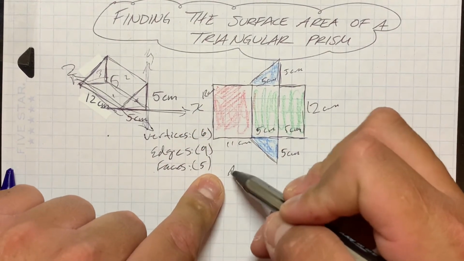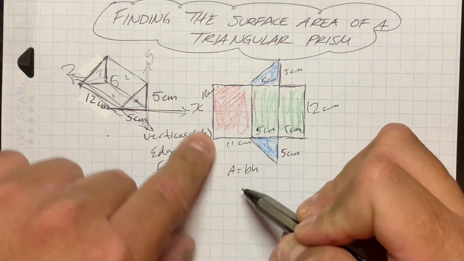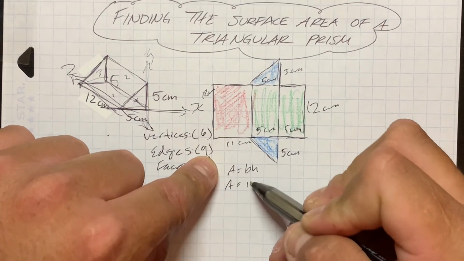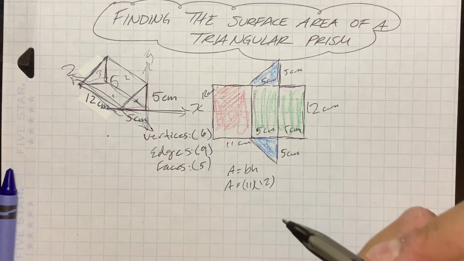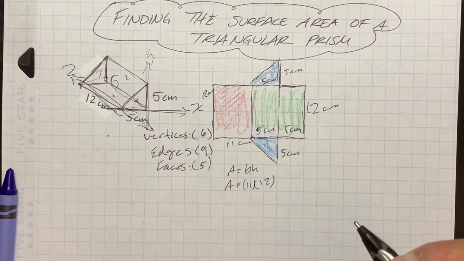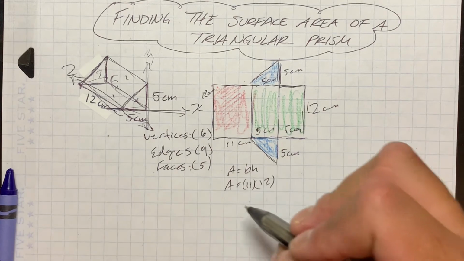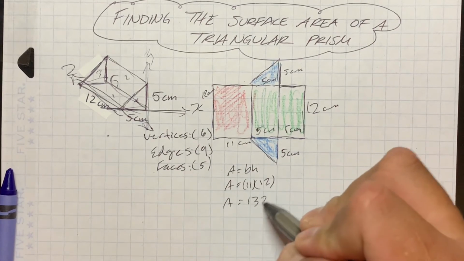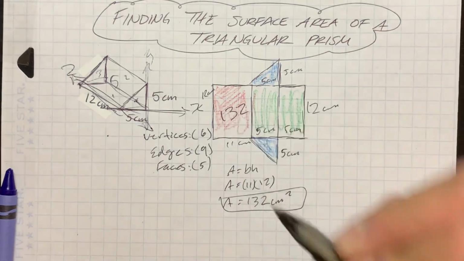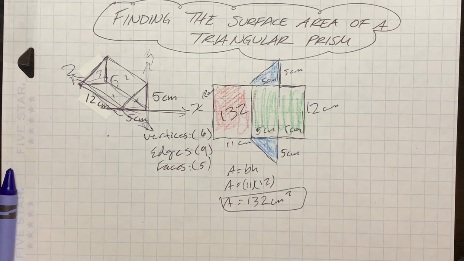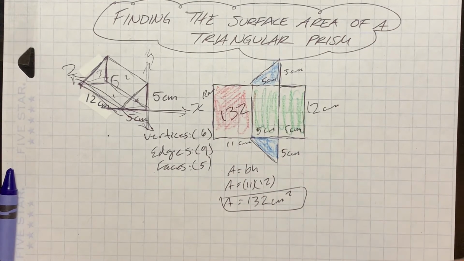So this is going to be area equals base times height because it's a square. Again, the base here is 11 centimeters and the height is 12 centimeters. And 11 times 12, let's see here, that will be, I think, 132 centimeters squared. So 11 times 12, let's double check. Yeah, it does equal 132.